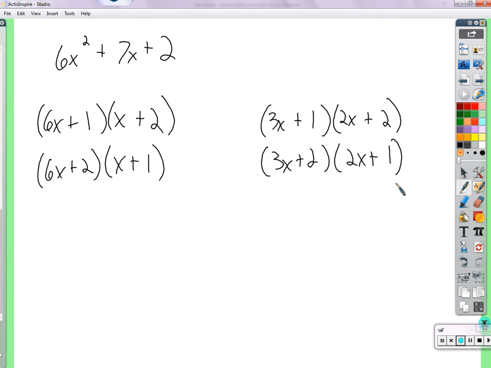But the good news is, those are the only possibilities. Those are the only factors. They give us a 6x squared at the beginning and a 2 at the end. We just have to check against what's in the middle.